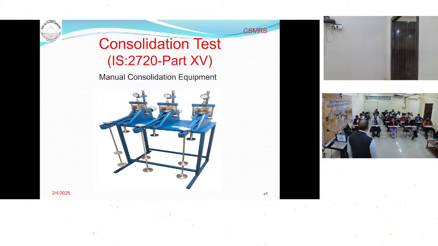These are the manual ones. In most laboratories you will see this type as well. Here we measure the deflection with the help of a dial gauge, and the load is applied here. We take continuous readings for 24 hours, because for each load you have to measure the deflection of the sample for 24 hours. So this is a time-consuming test. If you want to complete a consolidation test, it may take around 15 to 20 days.